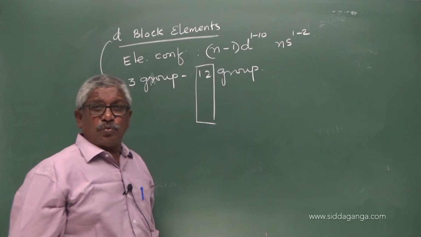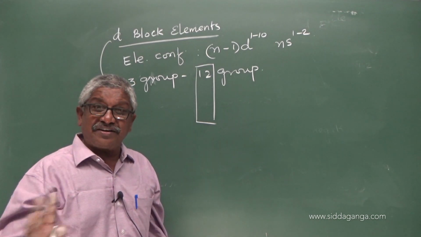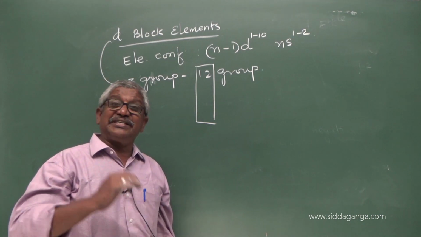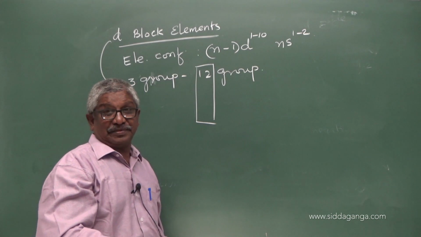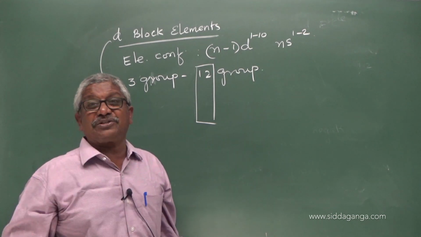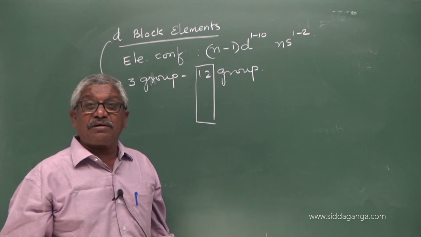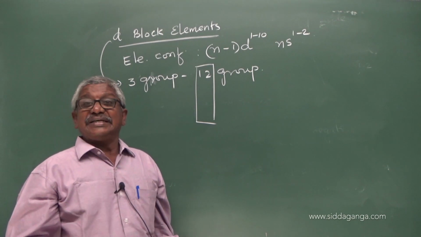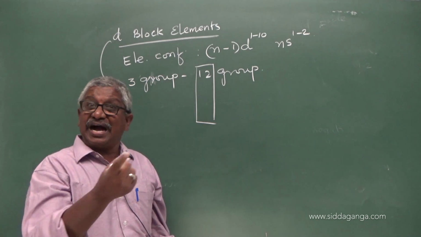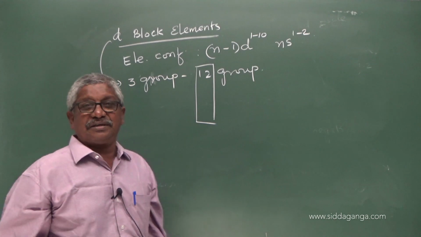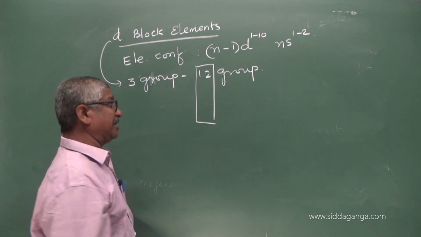But in one group, in ionic state it is completely filled, in atomic state it is completely filled, but still it is called d block elements, that is the 12th group elements. Why is it placed in the d block? Because it has similar properties like other d block elements.